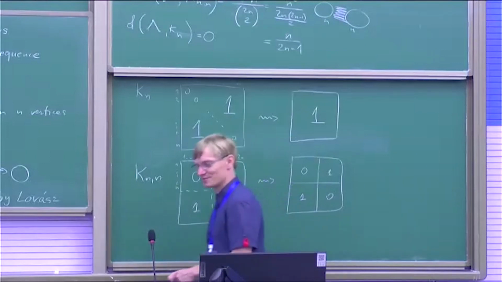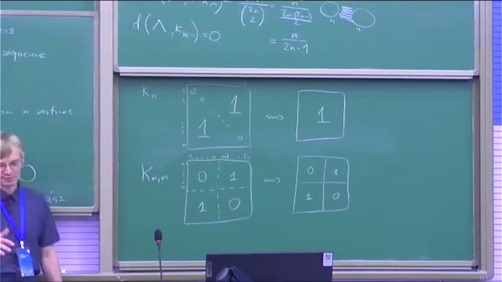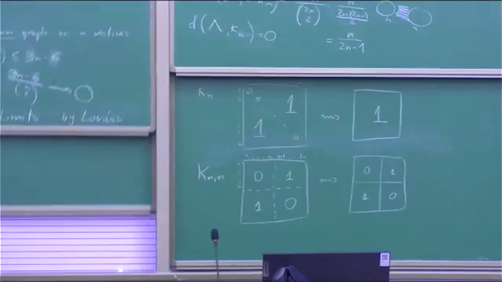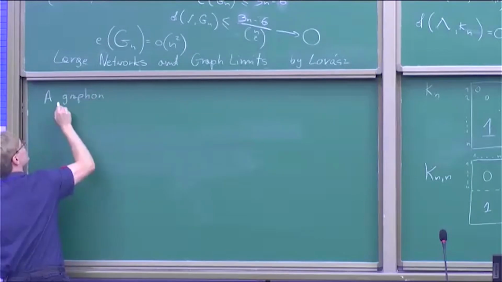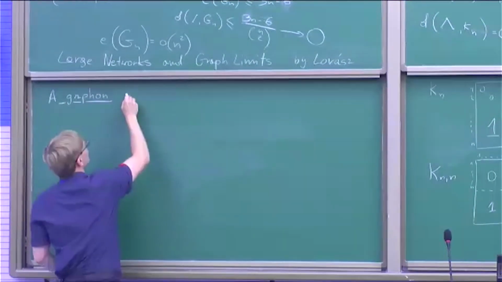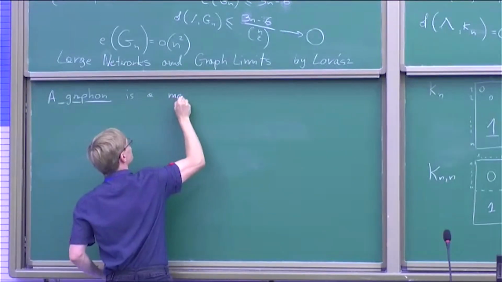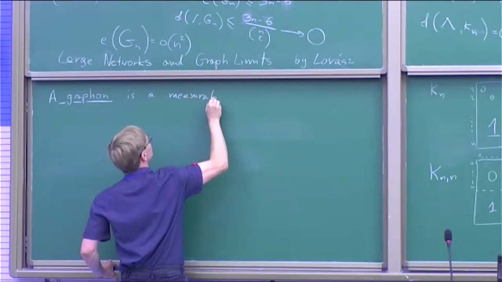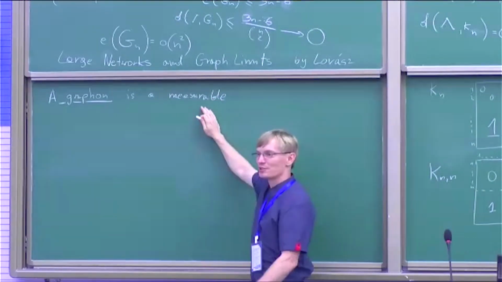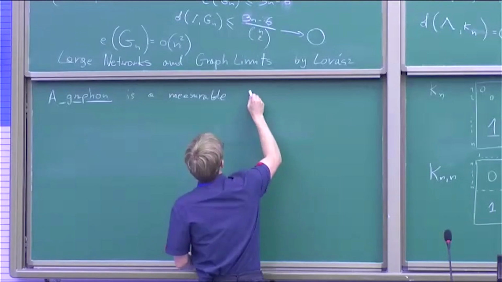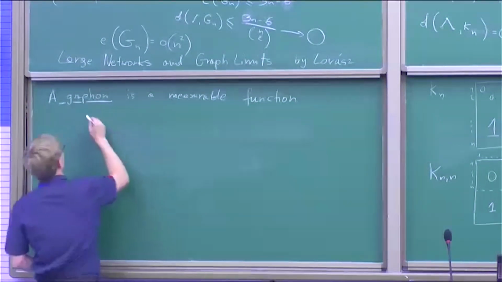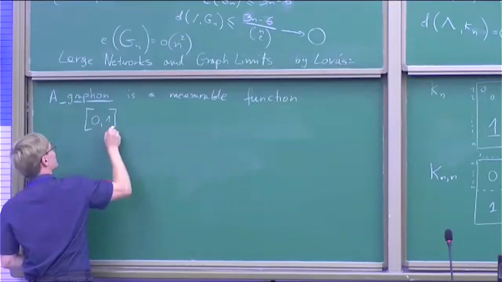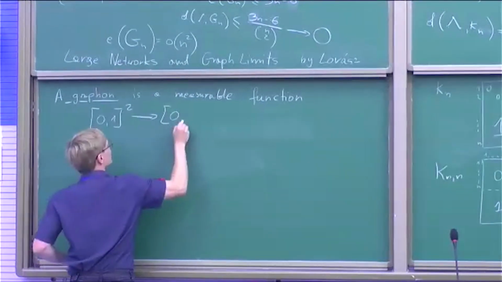Okay, so now let's be more precise. A graphon is a measurable function from [0,1] squared to [0,1].